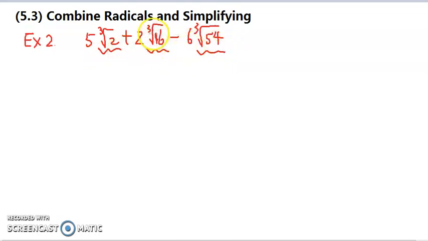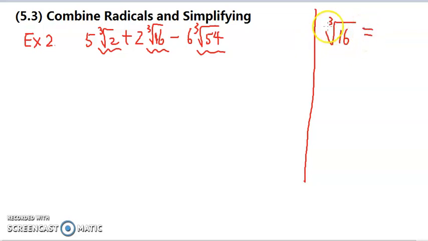But notice that cube root of 16 and cube root of 54 are not in the simplest form. So first, let's try to reduce them. This part of the work you can do on your scratch paper. We learned in a previous section how to simplify cube root of 16.